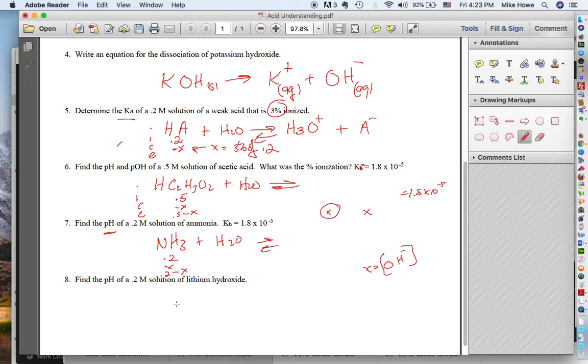All right, and down here, you have lithium hydroxide. Would that be strong or weak? I'm hoping you're thinking strong. So single arrow. So if this is 0.2, then these will both be 0.2 as well, because there is no equilibrium. So the 0.2 over here is going to go completely away. That's 0.2, and that's 0.2. So if I take the negative logarithm of 0.2, what would I have? You take it from there.